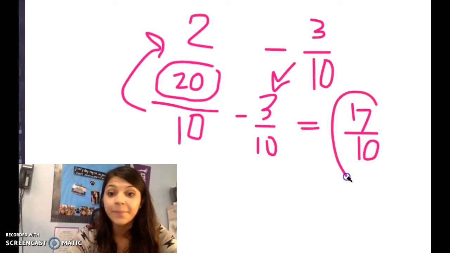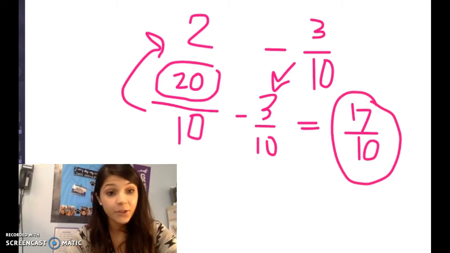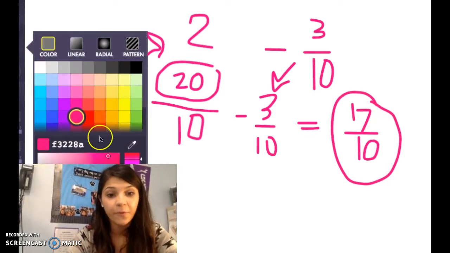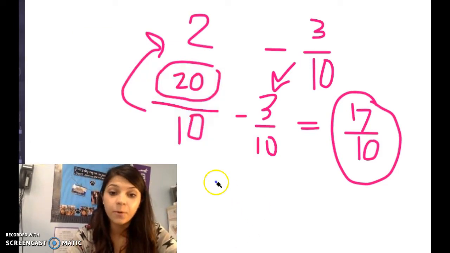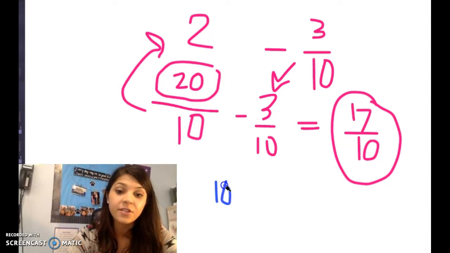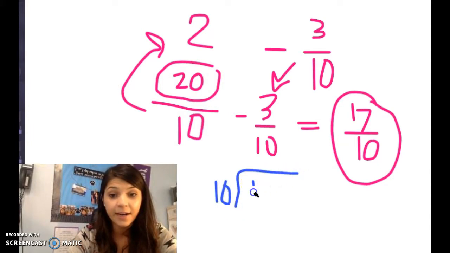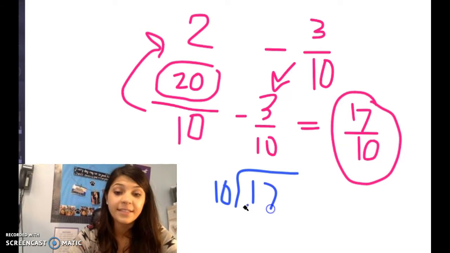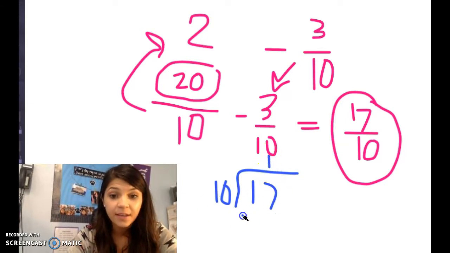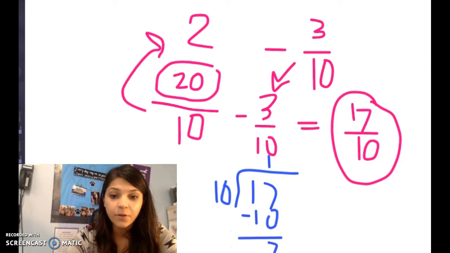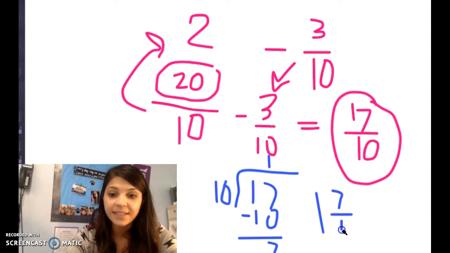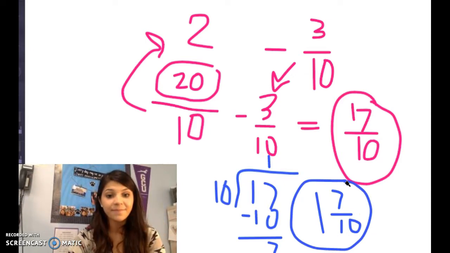But am I done here? The whole class usually answers no, because this is an improper fraction, and this is where a lot of our friends get kind of confused. This is where we have to divide so that we can get a mixed number for our answer. Well, we know that 10 goes into 17 once, and so we subtract 10 from 17, and then we get the remainder of 7. So our new answer will be 1 7/10 as our answer for this problem.